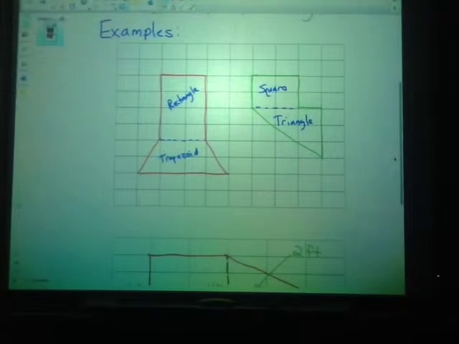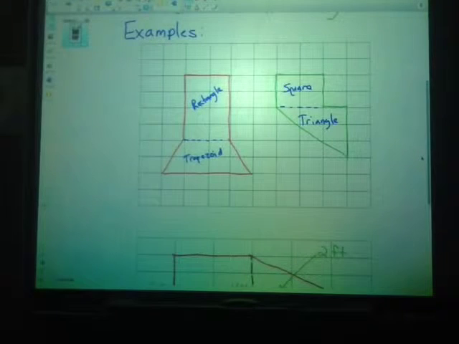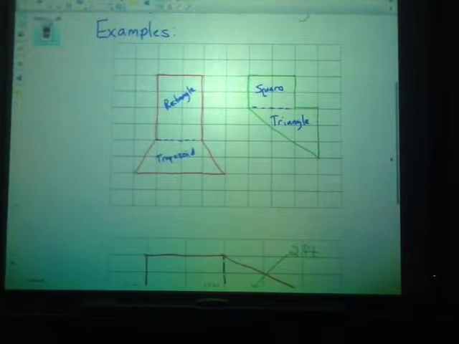So a couple of typical examples of some composite figures. On the left, I have something that looks sort of like the base of a rocket ship, I guess. I don't know, you probably have other things that come to your mind. But the base is a trapezoid, and the top part there being a rectangle.